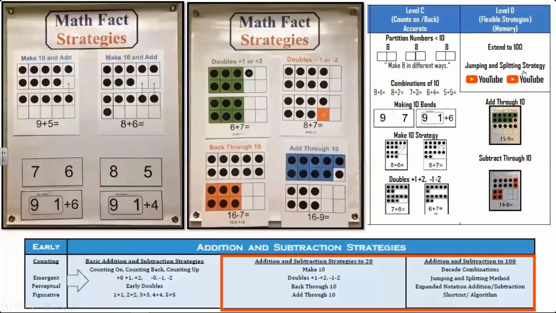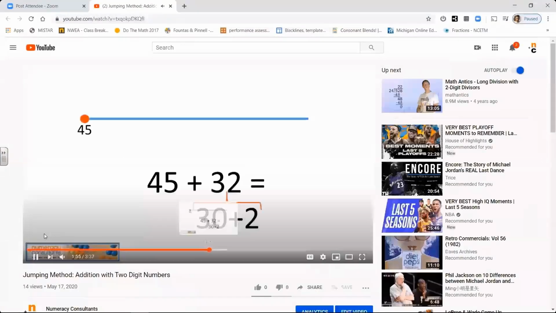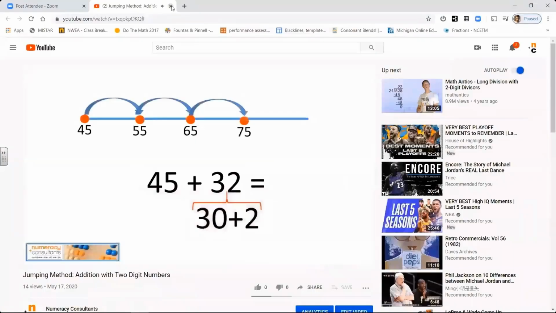And then for jumping and splitting, we'll talk about these ones right here. Just go ahead and click it and it'll take you to a jumping lesson. So let's go ahead and do our jumps now. So 45, 55, 65, 75. And now we have 2 ones to count on. So we'll go 75, 76, 77.